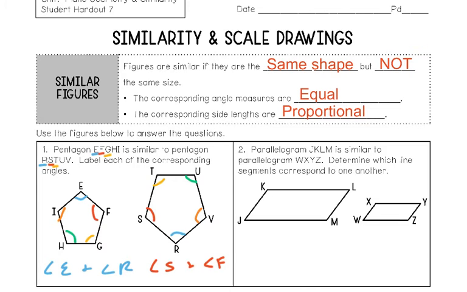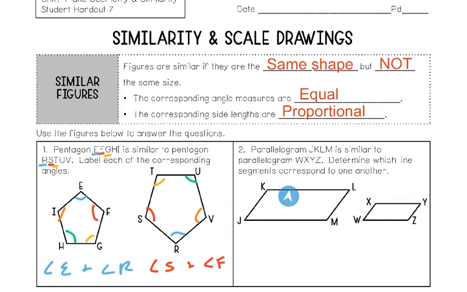Let's look at number two. Parallelogram JKLM is similar to parallelogram WXYZ. Determine which line segments correspond to one another. So obviously, these line segments are not going to be congruent. Even though they're corresponding line segments, that doesn't mean that they're congruent line segments. They will be similar.